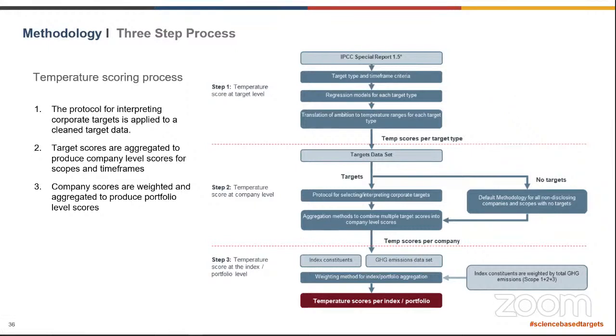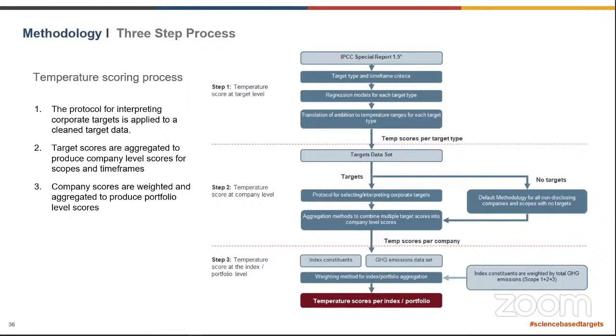The second step then is very much at a company level. So companies can disclose many different targets. They may have targets for scope 1 and 2, for scope 3, short-term, mid-term. And what step 2 of the process actually does is it aggregates these targets to produce one representative company score for each scope and for each time frame. And we have the short-term, mid-term, and long-term time frames that we define. So this allows us, where we have cases of companies with multiple targets, to aggregate those into a single score at the company level.